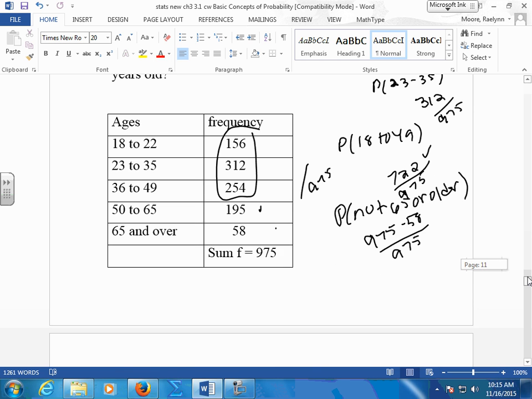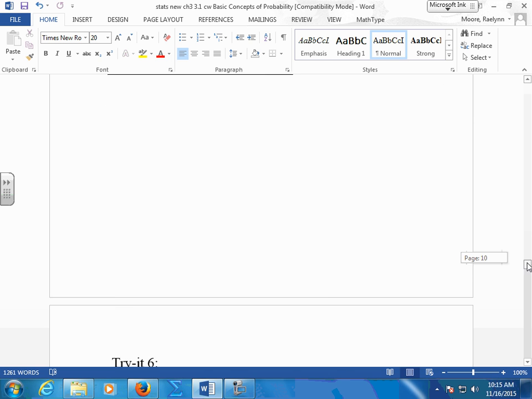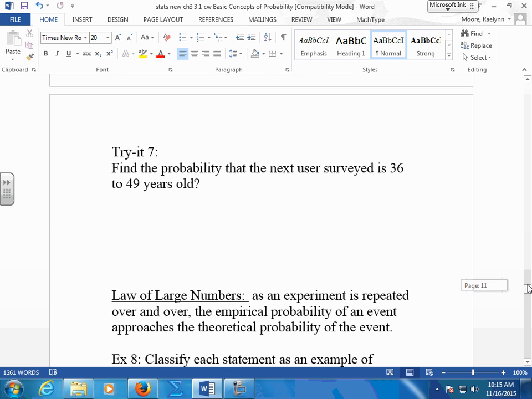What is the probability that the next person will be a female? Can we tell from this? No. Nope, can't tell from that. Okay, we can do that one.